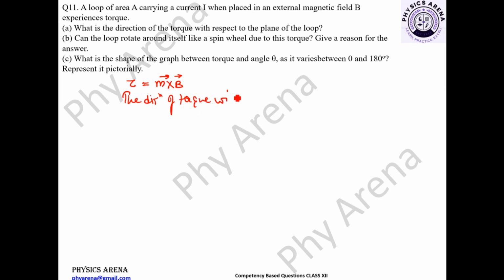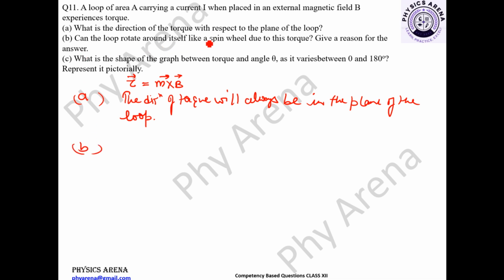It will always be in the plane of the loop. When we do the cross product of magnetic moment and magnetic field, the direction of torque will always be in the plane of the loop. So with respect to the plane of the loop, we can say that torque will always act in the plane of the loop. Let's take part B as well.